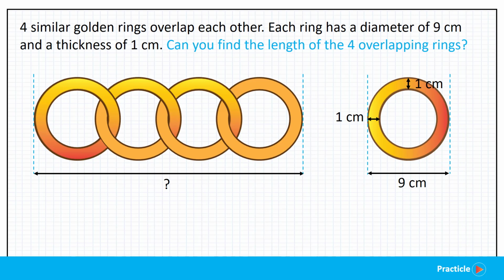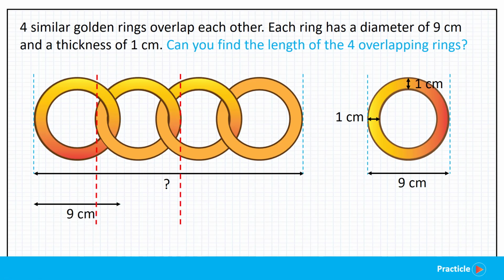To find the length of the 4 overlapping rings, let's first take a look at the length of one ring and see how having an overlap might affect the length of each ring, alright? Now what do we know about the length of one ring? Well, we know that one ring has a diameter of 9 cm, and this means that when we measure the first ring from this end to this end, it's going to be 9 cm, correct? Now let's see what happens when we have another ring. When we add another ring to this ring, we know that the length of the second ring is still going to be 9 cm. Agree?